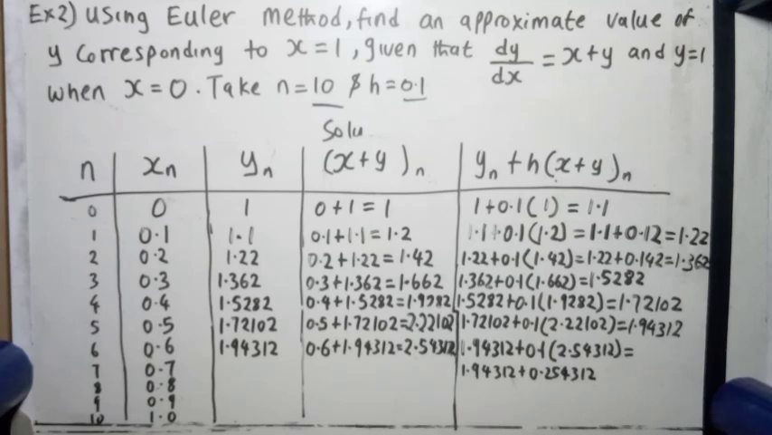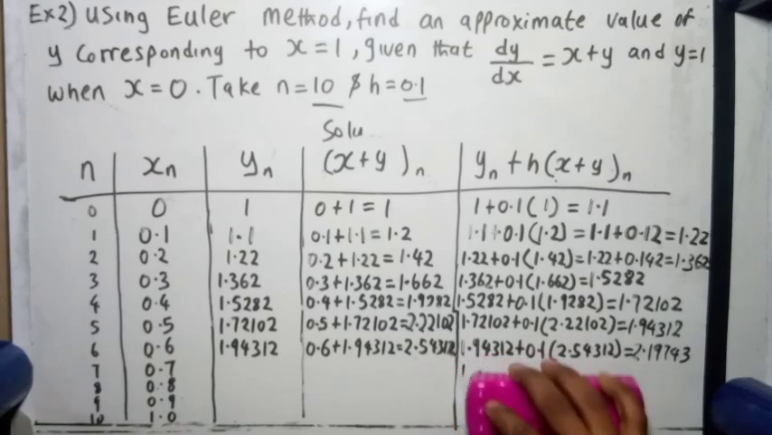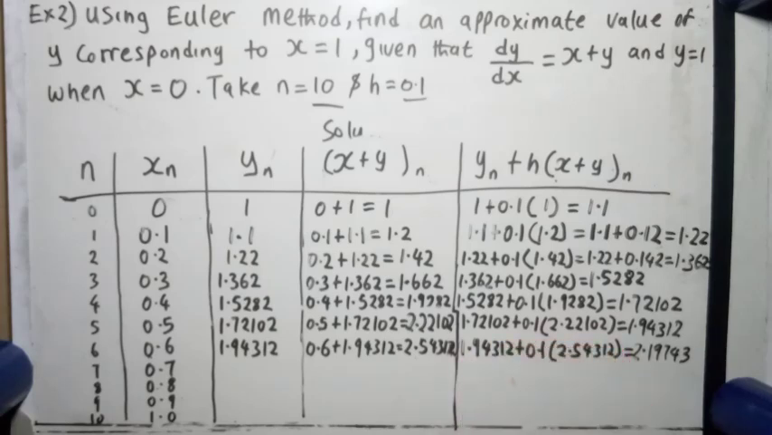Adding this up, we'll be having our answer to be 2.1974743. I approximate them, oh, don't forget, I said I store 5 decimal places. So 5 decimal places, I'm keeping to that. Now when you transfer this, you're going to be having 2.19743.